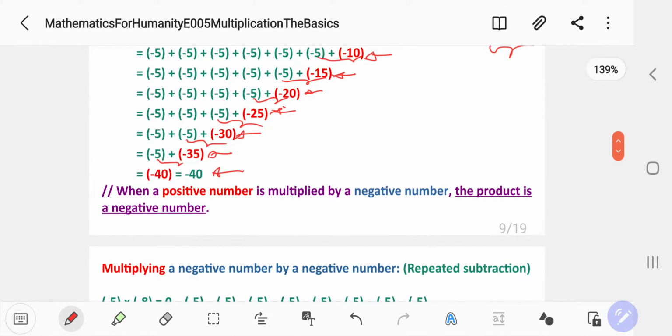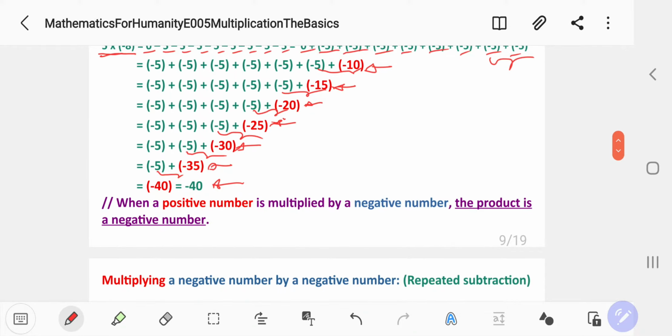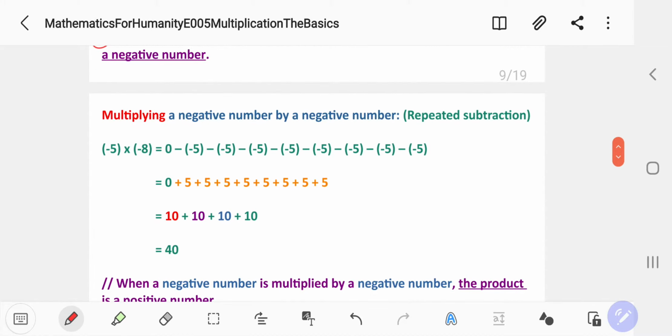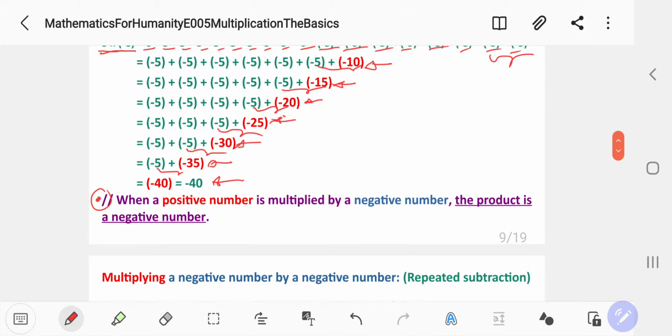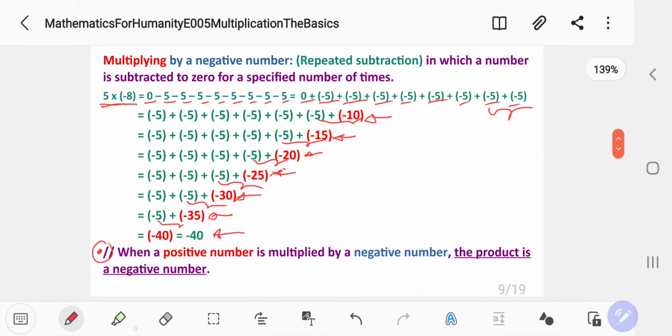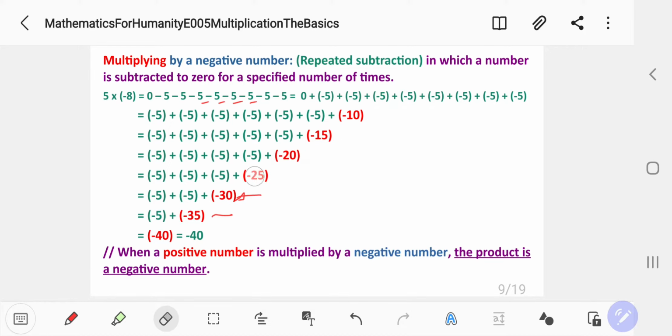Here now you have the conclusion here: when a positive number is multiplied by a negative number, the product is a negative number. Now let's go to the next one, but before that we'll have to clean this so that when we go back it's already clean.